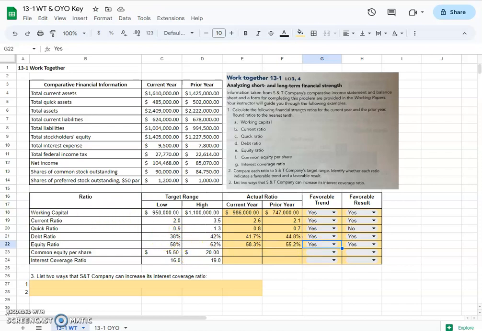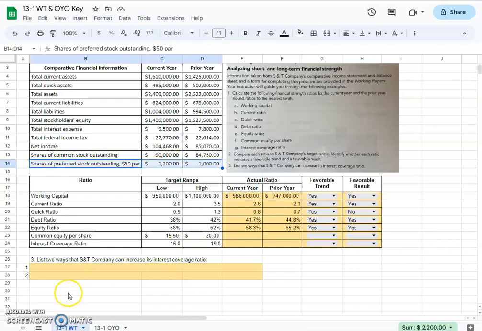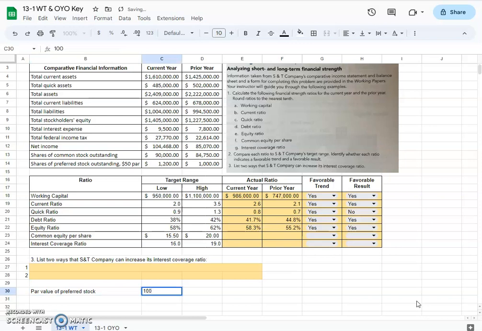Next one, common equity per share. This one requires a little bit of calculating, because we've also got preferred stock outstanding. So let's do a couple of calculations in the margin here. What we know is the par value of preferred stock is $100, and we know that there are how many shares outstanding? 1,200.